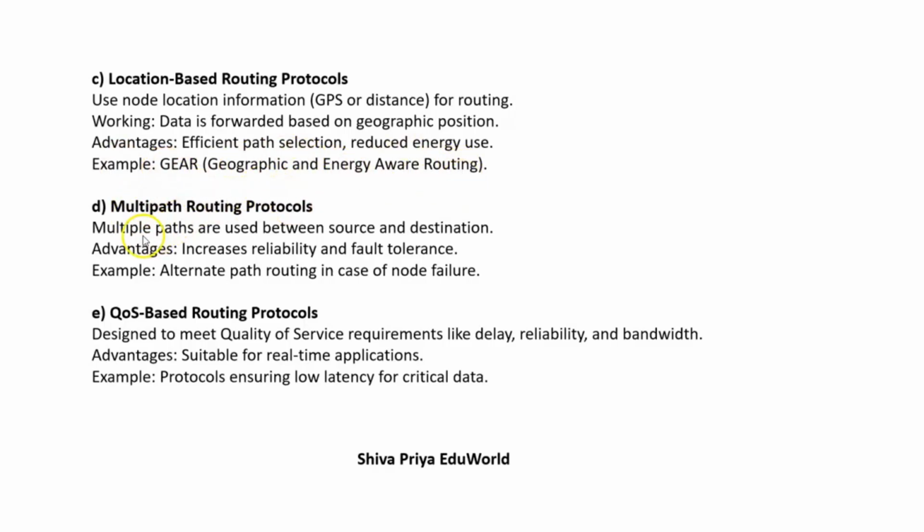Multipath routing protocols are used between source and the destination. Advantages are increased reliability and fault tolerance. For example, alternate path routing in case of node failure. If I fail in finding the perfect route, then the multipath routing protocol will help me. QoS based routing protocol is designed to meet the quality of service requirements like delay, reliability, and bandwidth. The advantages are it is suitable for real-time applications, for example, protocols ensuring low latency for critical data.